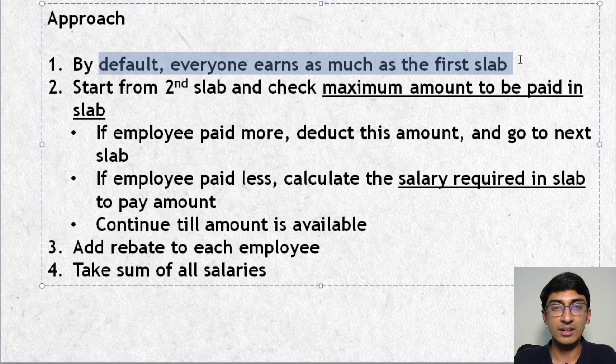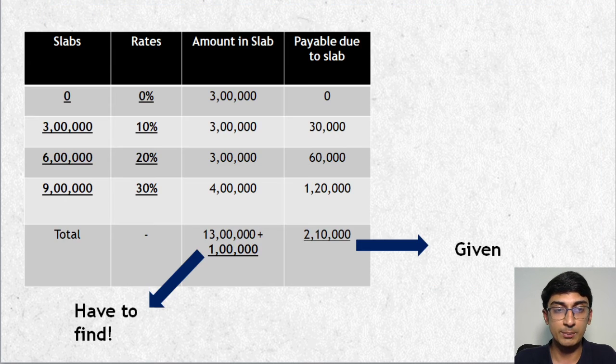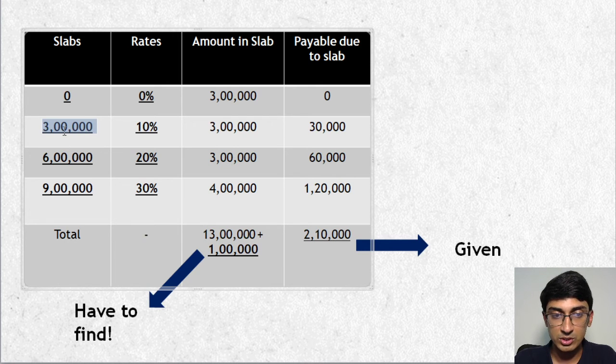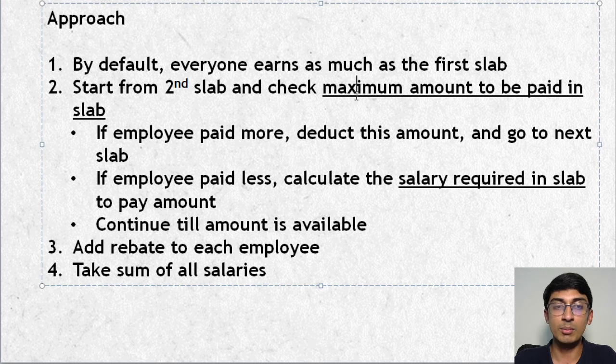By default, everyone earns as much as the first slab. So that's the first thing you should do. Then starting from the second slab, check the maximum amount to be paid in the slab. So for example, here, the maximum amount to be paid is 30,000, right? How did we get that? We got it on the difference of these two slabs. The difference is 3 lakhs, which means that we have to pay 30,000 at max, right? So we'll just check the maximum amount to be paid in the slab.